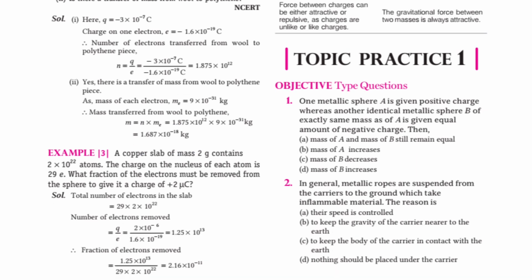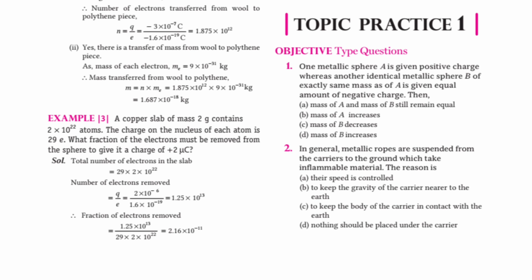Okay, so example 3. Again we have a copper slab of mass 2 gram containing 2 into 10 raised to 22 atoms. The charge on the nucleus of each atom is 29 electron charges. What fraction of the electrons must be removed from the sphere to give it a charge of 2 μC? So the total number of electrons in the slab we have is 29 into 2 into 10 raised to 22 atoms. Okay, these are the electrons we have in the slab.